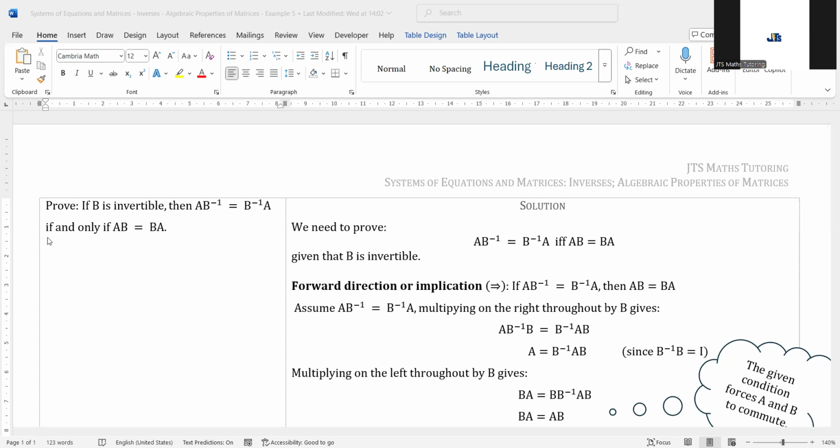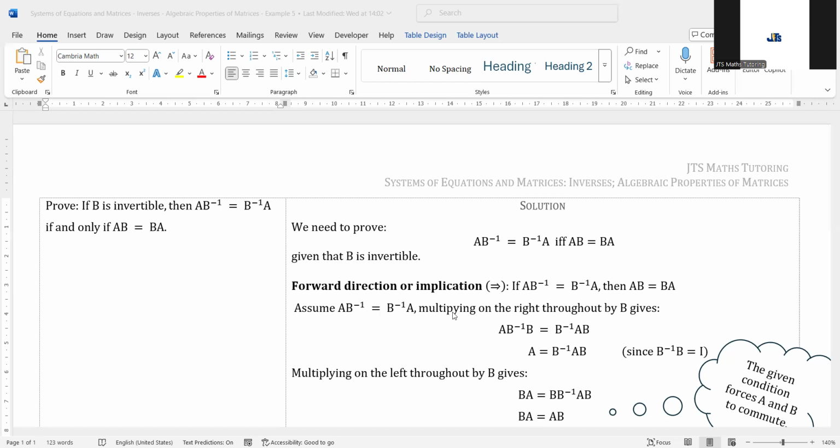We are given the condition "if and only if," which is a biconditional statement. So we need to consider the forward direction or implication of this statement, as well as the backward direction or implication. All right, so we'll start with the first one. We are saying if this is true, then this is the case. So if AB inverse is equal to B inverse A, then AB is equal to BA. We are assuming that this is the case.